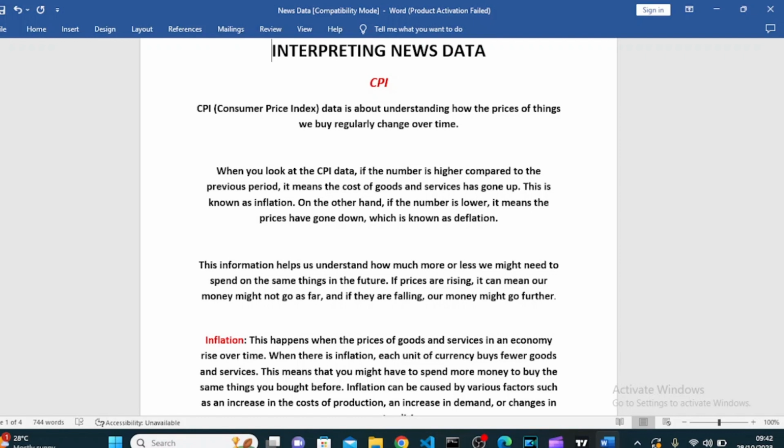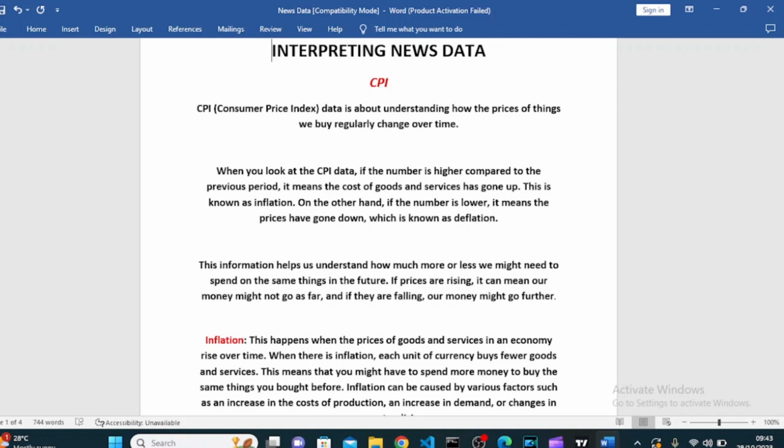When you look at the CPI data, if the number is higher compared to the previous period, it means that the cost of goods and services has gone up. And of course, you know that if the cost of goods and services goes up in a particular economy, it's not a good thing. Investors will want to leave that place, because the cost of production has also increased. For the cost of goods and services to increase means the cost of producing those goods and services has also increased, and it's not a good thing for an economy.